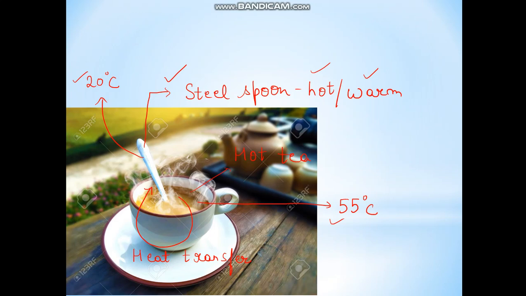Is it clear? When the heat transfer takes place, the spoon will gain heat energy from the hot tea, and since it gains the heat, its temperature will increase, right? And when the temperature increases, the spoon will become hot or warm. So this is how the steel spoon which was kept inside the hot tea became warm after a few minutes, right?